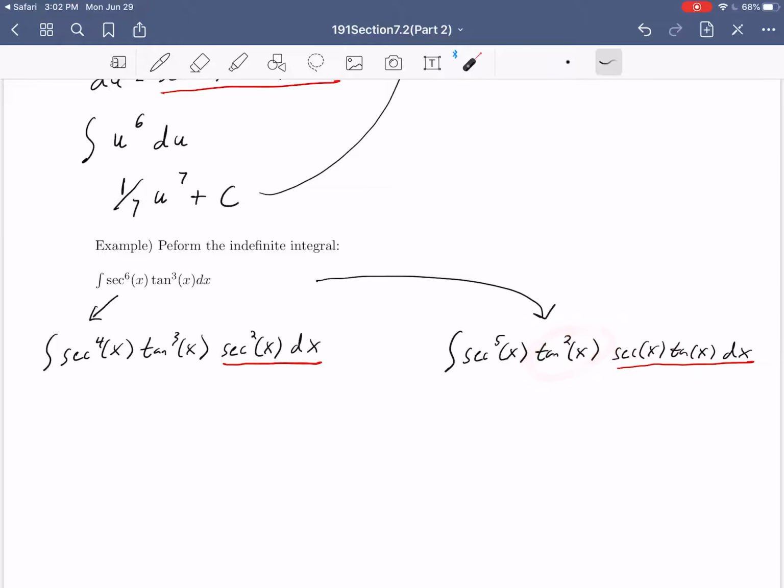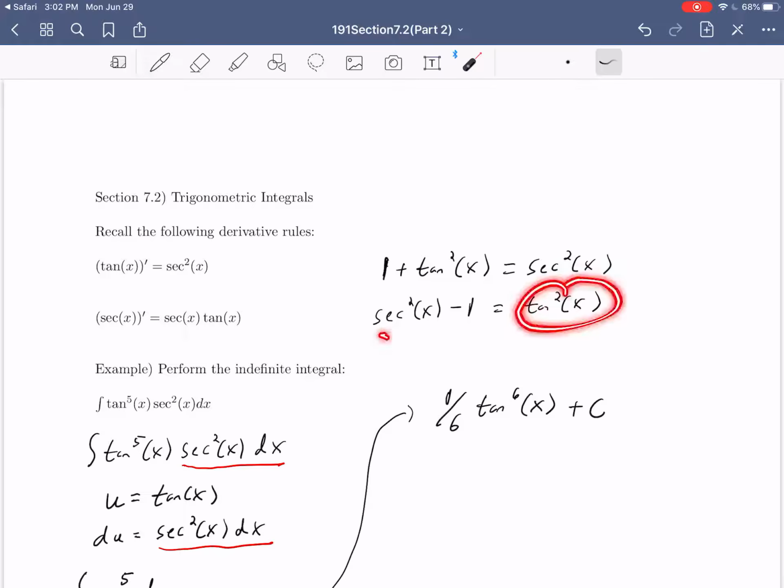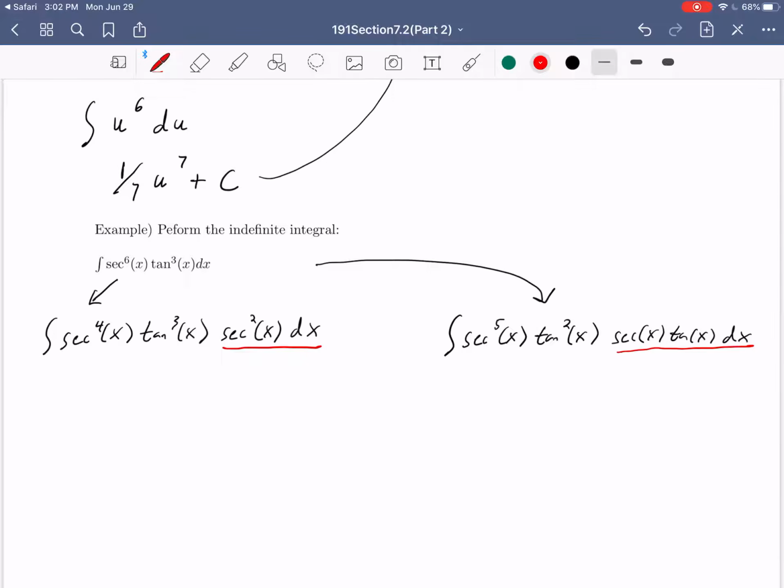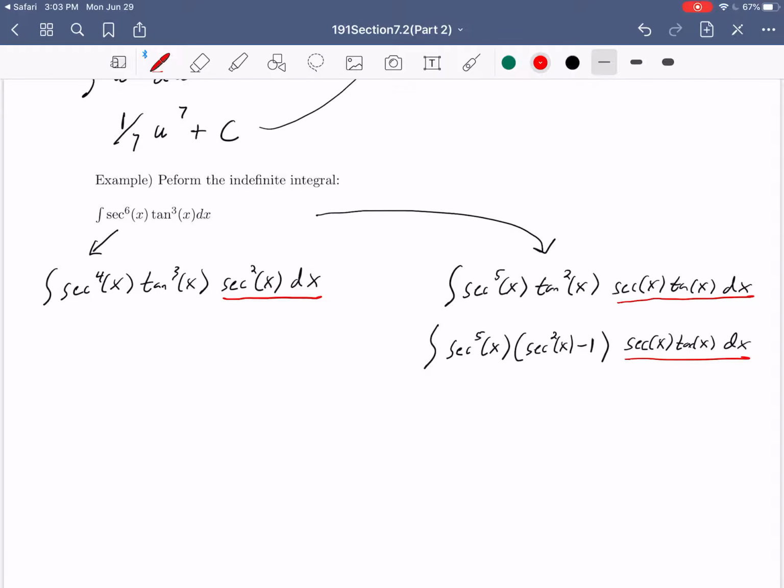So let's go ahead and replace that tangent squared. If we look back, tangent squared is, of course, equivalent to secant squared minus 1. So we will replace that with secant squared minus 1. So we get secant to the 5th, secant squared x minus 1. And then we have our secant x tan x dx here. And, of course, we're saving that. Then, if we want, we can multiply this out before we do our substitution. Looks like we'd get secant to the 7th x minus secant to the 5th x. And then we have our secant x tan x dx.